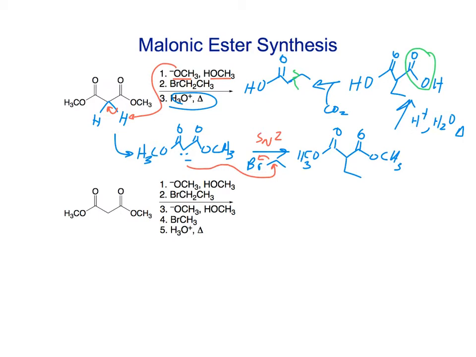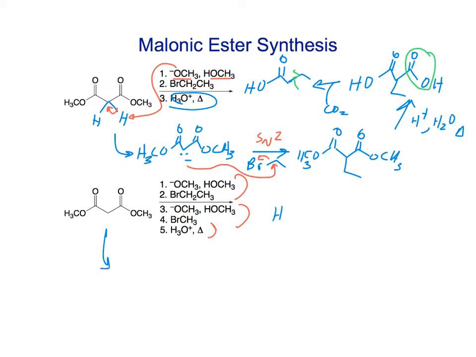If we look at that huge list, we can break it down, right? Notice that the first two steps involve base and then an alkyl halide. The third and fourth steps, base and a different alkyl halide. So we're essentially doing two alkylation steps, one after the other. And then the final part is the acid and heat. So that's where we do the hydrolysis and the decarboxylation. Okay? So let's do the first two steps first.